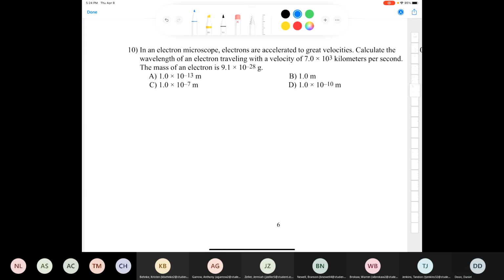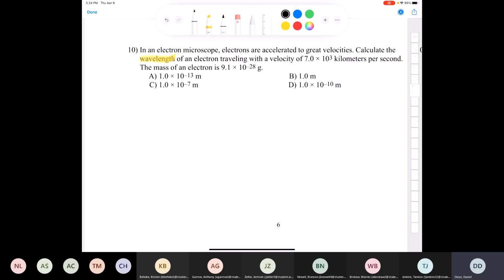Okay, good. All right, in an electron microscope, electrons are accelerated at great velocities. Calculate the wavelength of an electron traveling with a velocity of 7.0 times 10 to the power of 3 kilometers per second. It also gives us the mass of an electron. So here we're given the mass and the speed of the electron, and we're asked to calculate the wavelength.